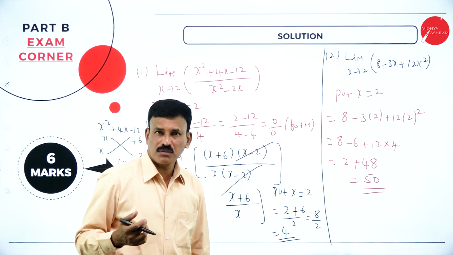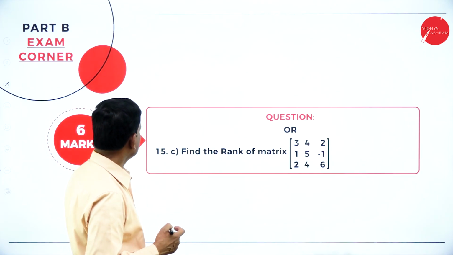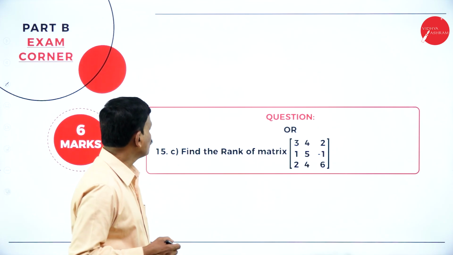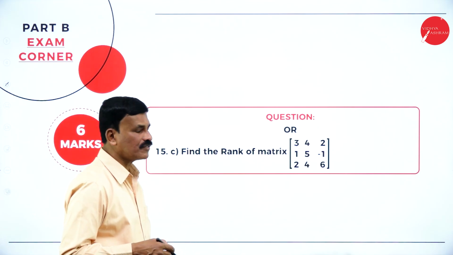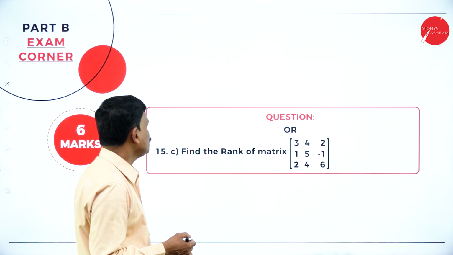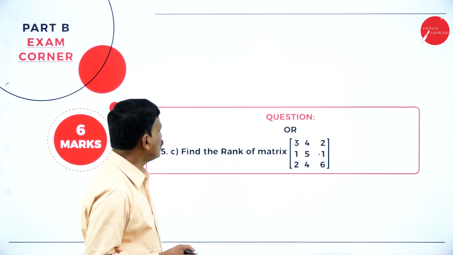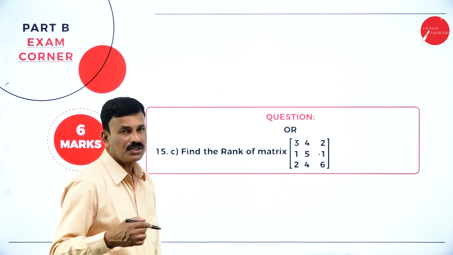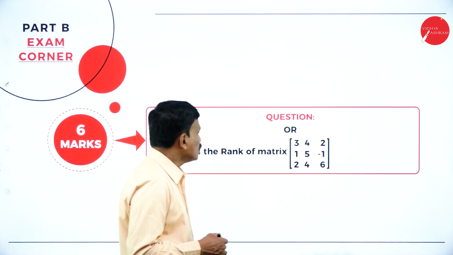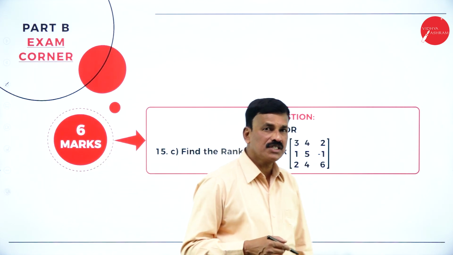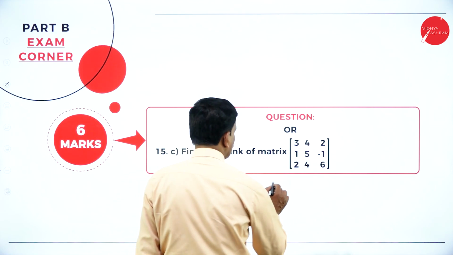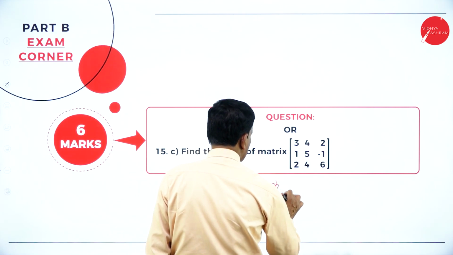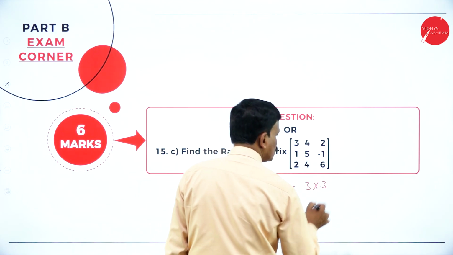Now move on to the next problem. Now the choice question, 15C. What is 15C? Find the rank of the matrix A, with rows 3 4 2, 1 5 minus 1, 2 4 and 6. So just verify here what is the order. The order of this matrix is 3 rows 3 columns, so the order is equal to 3 into 3.